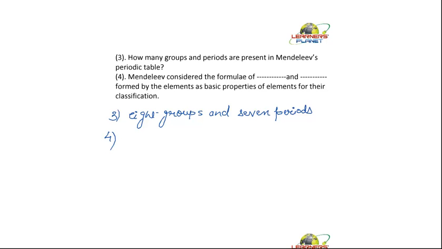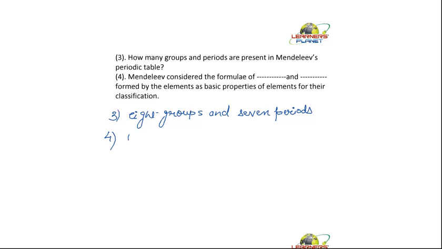Now what is our fourth question? It is, Mendeleev considered the formulae of dash and dash formed by the elements as basic properties of elements for classification. I told you he took some chemical properties also. But what chemical properties? There are so many chemical properties. So he decided on 2 of them.